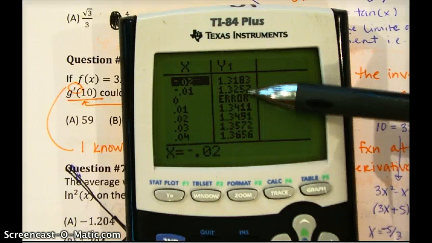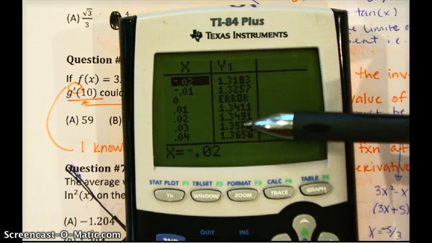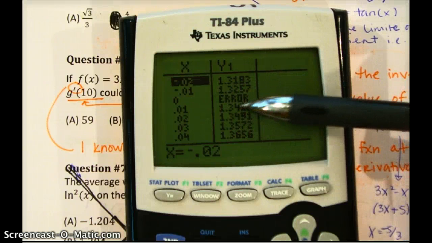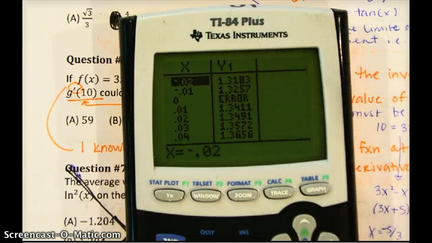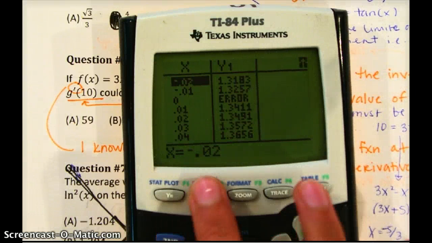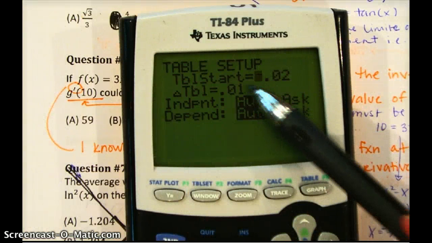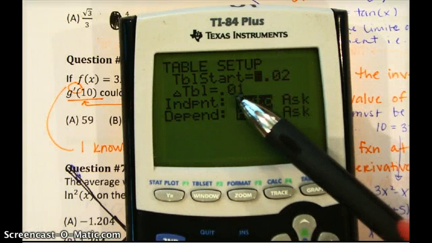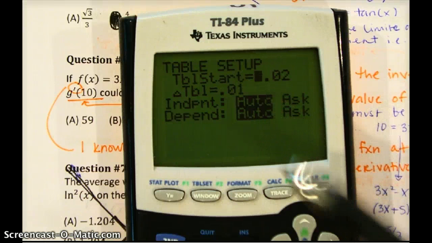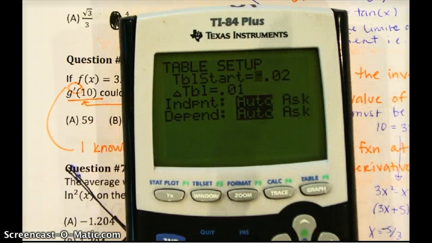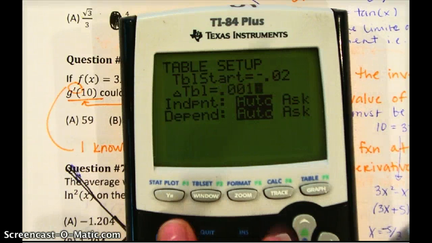Now, if this isn't really close enough, if you're not confident saying, oh, aha, I found the limit on both sides, one thing you could do is go back to the table set up and make this increment smaller, because the smaller the steps we look at, like the steps for the secant lines, the closer your limit should get. So I'm going to try 0.001 instead. And then I go back to my table.